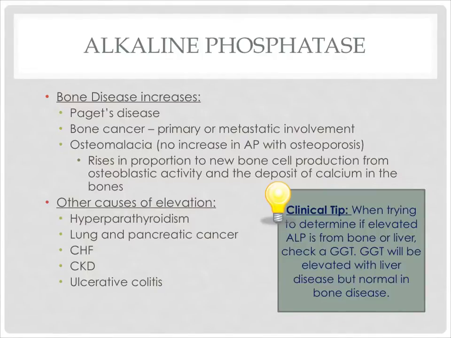An important clinical tip here. If you're trying to determine if an elevated ALP is coming from bone or liver, check a GGT, because a GGT will be elevated with liver disease, but will be normal with bone disease. So here's a great opportunity for you to take the liver enzymes and try and figure out exactly if this is coming from the liver or another source. Get that GGT. That's going to tell you it's coming from the liver.